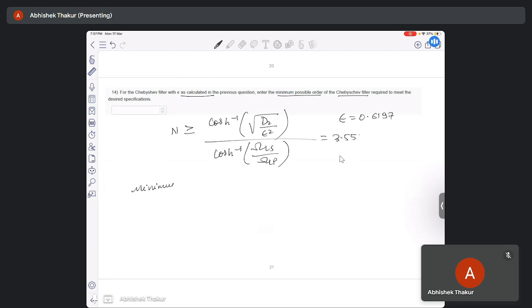So the minimum possible order of the Chebyshev filter is n equal to 4.